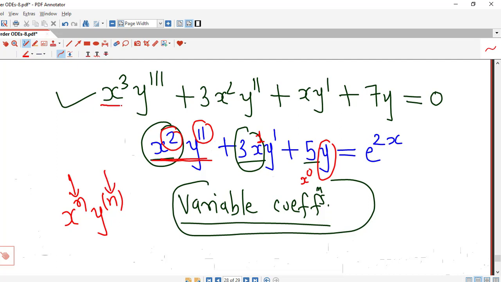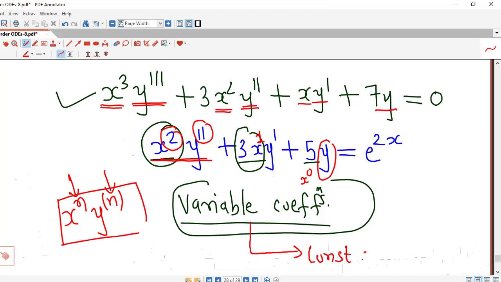Now we can observe in this equation also, here we have x cube, which is multiplied with the third order derivative of y. Here x square is multiplied with the second order derivative, x is multiplied with the first order derivative, and here there is no derivative, so we have y only. So this type of equation can be converted into constant coefficient equations. This class of equations is known as Euler-Cauchy equations.